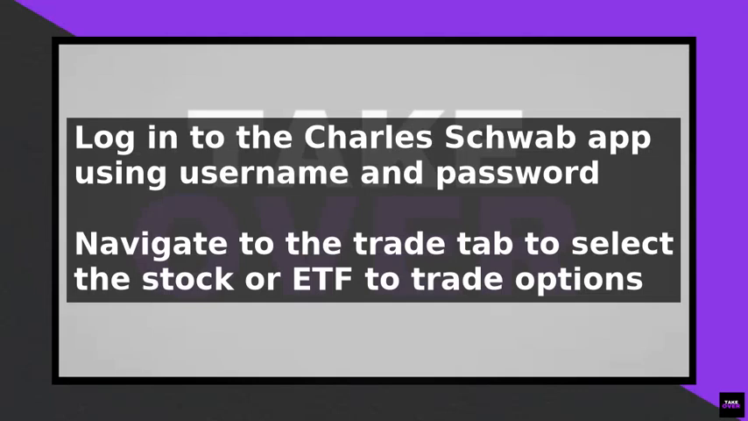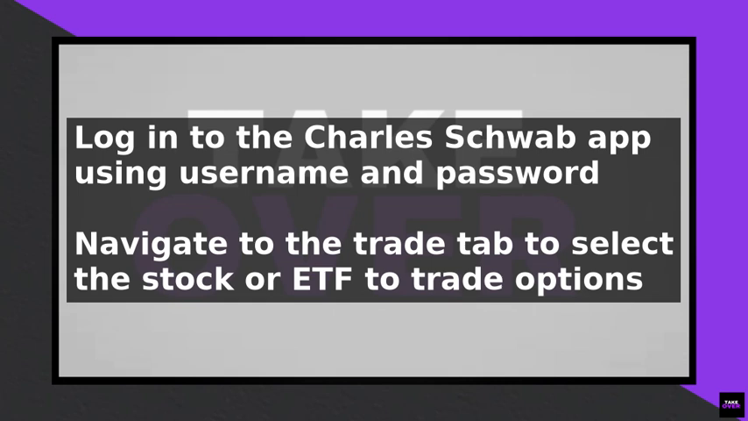To trade options on the Charles Schwab mobile app, you will need to have a Schwab brokerage account and the app downloaded on your mobile device. First, log into the app using your username and password. Then navigate to the Trade tab.